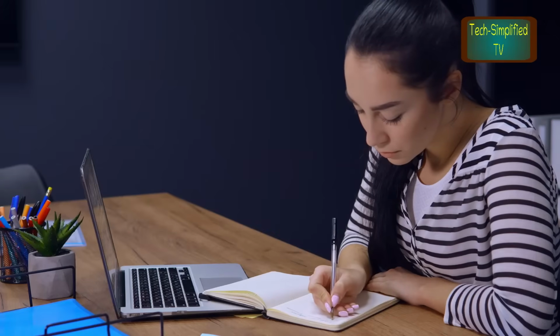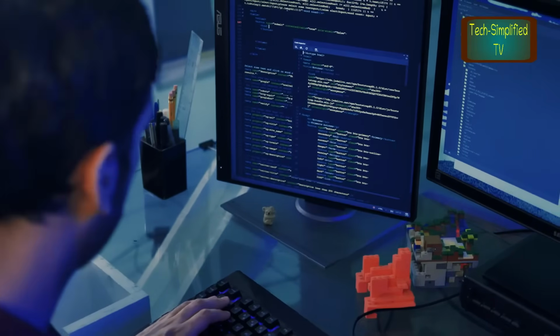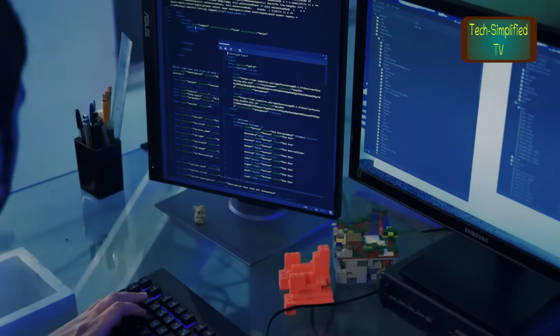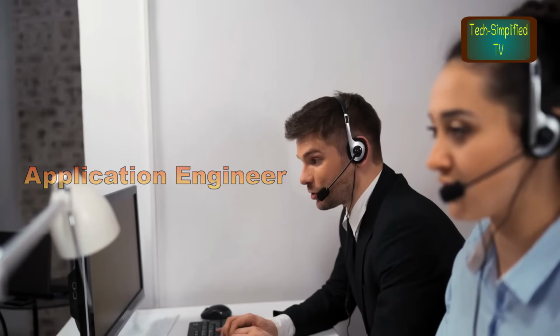Extensive experience and detailed knowledge in Cadence and Synopsys or Magma tools are much preferred. Expertise in scripting languages such as Perl, Tcl, and a strong physical verification skill set are required. After physical design engineer, next is application engineer. Application engineer works at the customer interface.